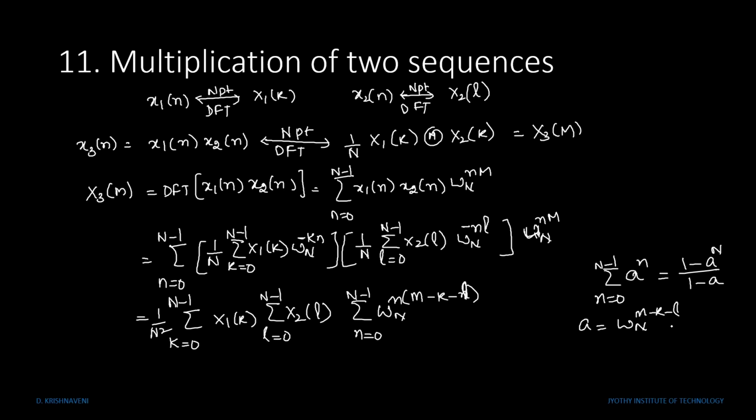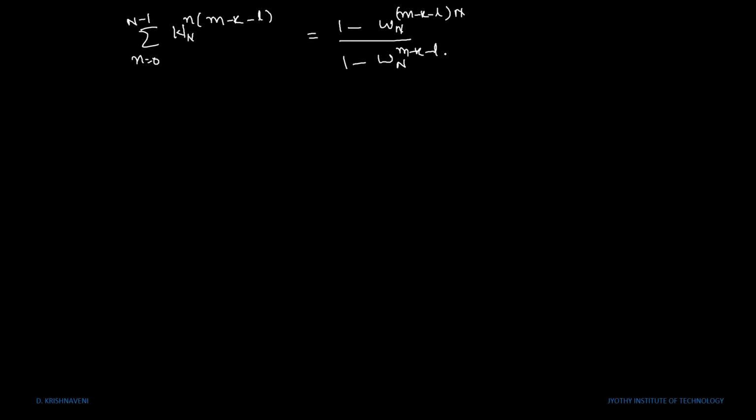So what we have, I'll take the summation separately. So summation n equal to 0 to N minus 1 of W_N to the power of n into (m minus k minus l). This I told you is equal to (1 minus a to the power of upper limit plus 1) by (1 minus a), provided a is not equal to 1. And what is the condition for a to be equal to 1? The condition here is W_N to the power of (m minus k minus l) is not equal to 1.